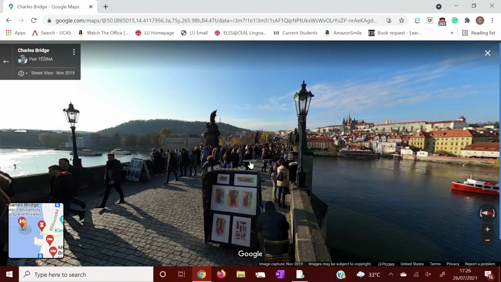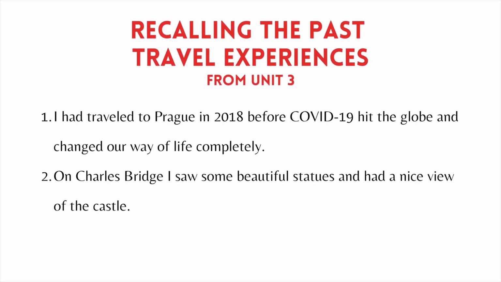Now I've refreshed my memory of my trip to Prague, here are some sentences I wrote, following the instructions on page 6. I had travelled to Prague in 2018 before COVID-19 hit the globe and changed our way of life completely. On Charles Bridge, I saw some beautiful statues and had a nice view of the castle.